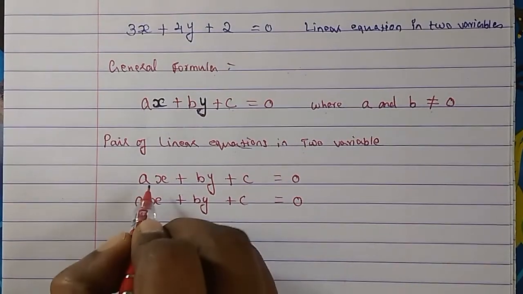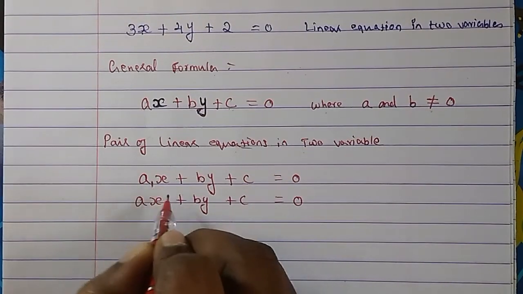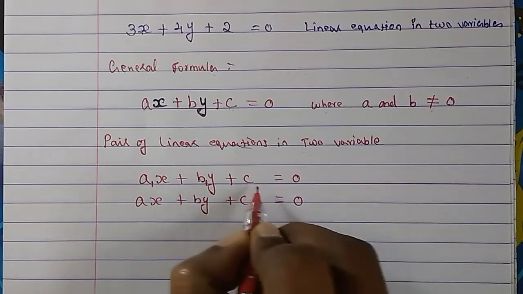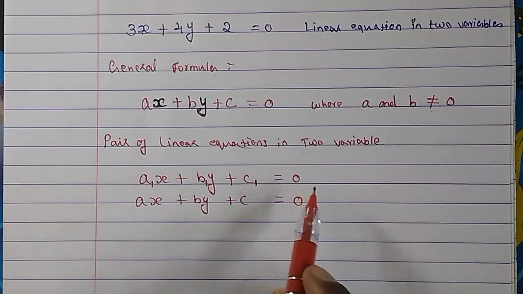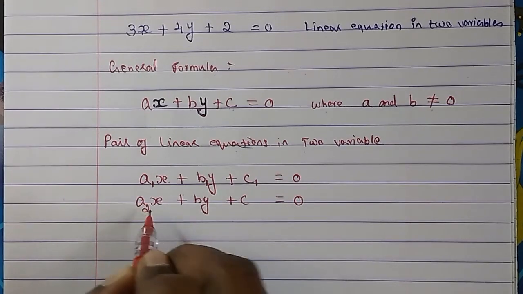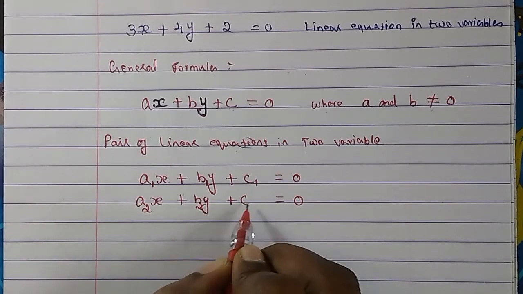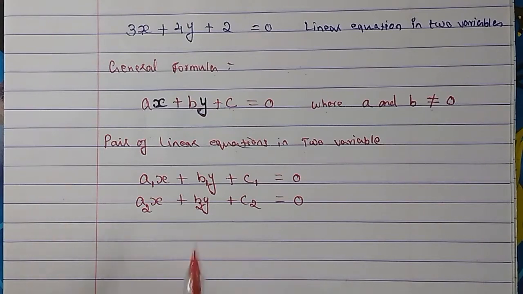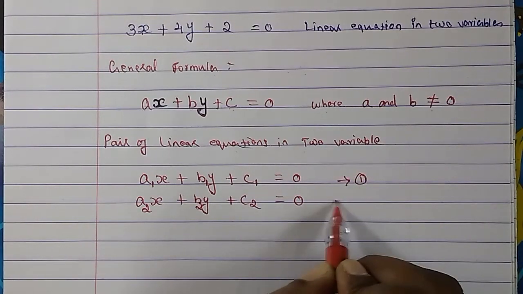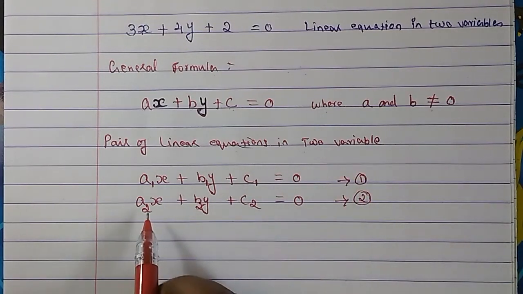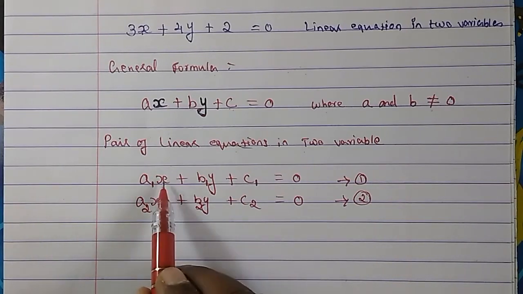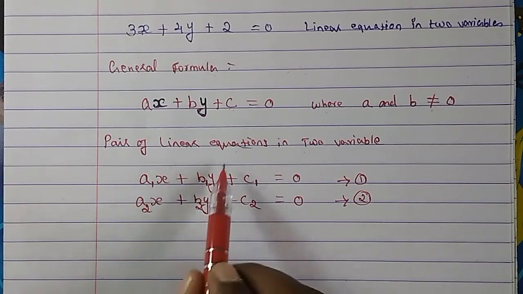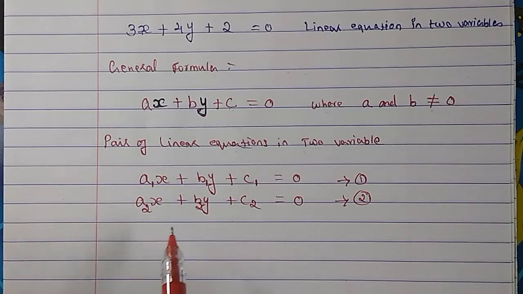So we distinguish like this. The first one we'll write a1x, b1y and c1. This becomes the first equation. The second one becomes a2x, b2y and c2. Then this becomes a pair, because this is the first equation and this is the second equation. So both are there, a pair is there, plus two variables are there. The power is 1. So it becomes a pair of linear equations in two variables.